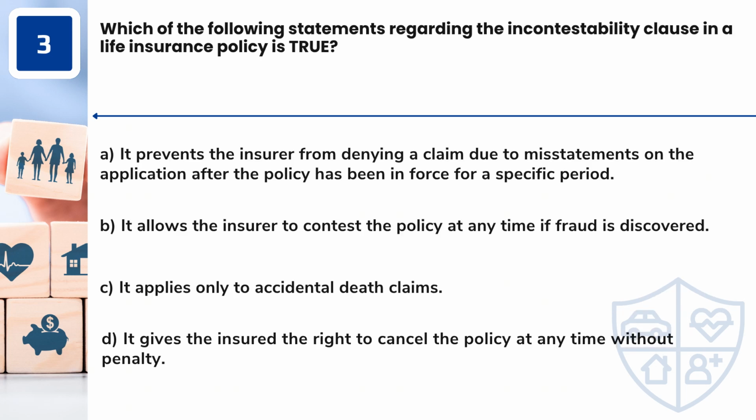Question 3. Which of the following statements regarding the incontestability clause in a life insurance policy is true? A. It prevents the insurer from denying a claim due to misstatements on the application after the policy has been in force for a specific period. B. It allows the insurer to contest the policy at any time if fraud is discovered. C. It applies only to accidental death claims. D. It gives the insured the right to cancel the policy at any time without penalty.